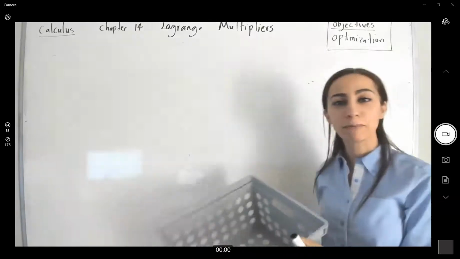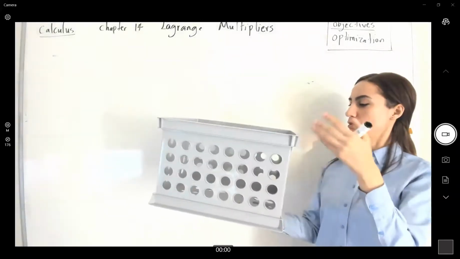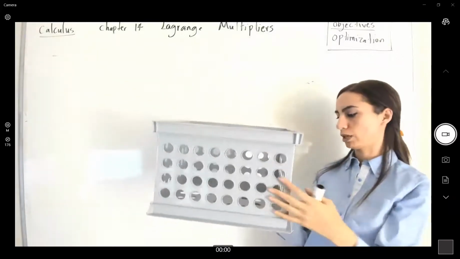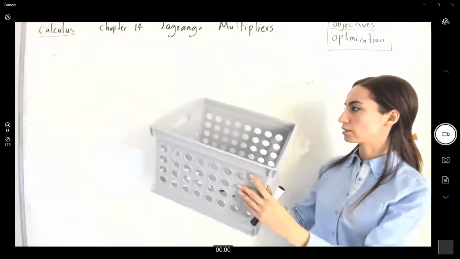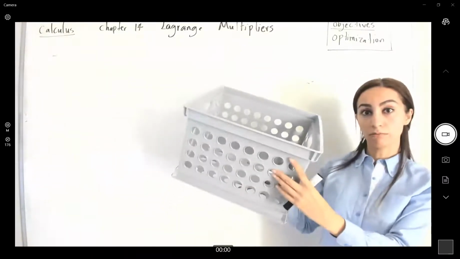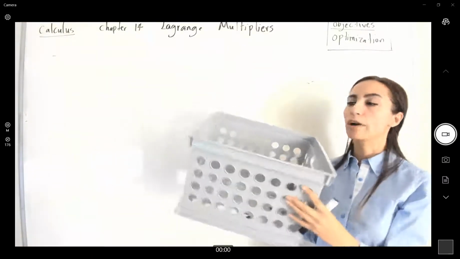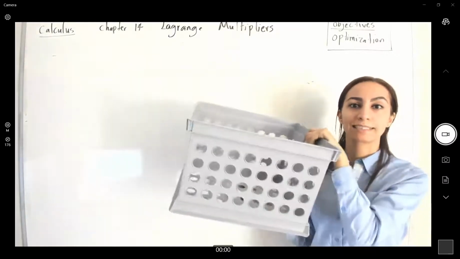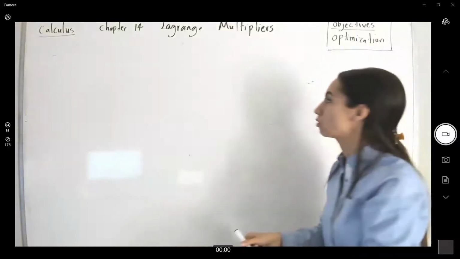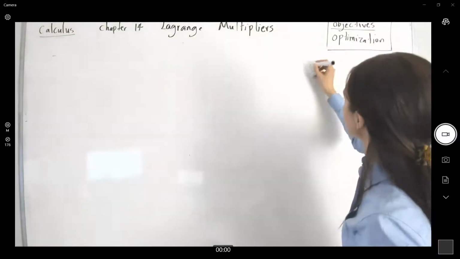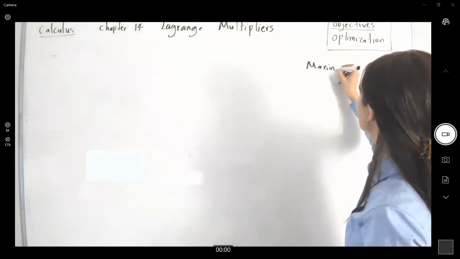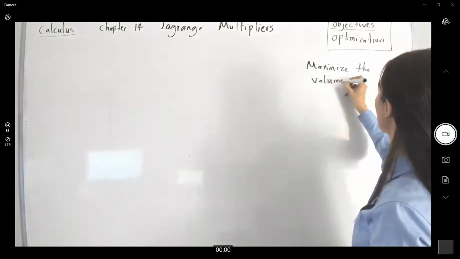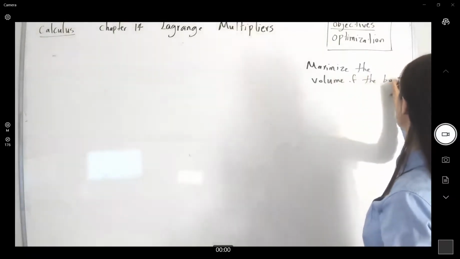Suppose you own a company and that company produces these plastic boxes. Well, okay, as you can see, it has a volume and you're interested in maximizing the volume of this plastic box. So this is your goal. Maximize the volume of the box. Okay.